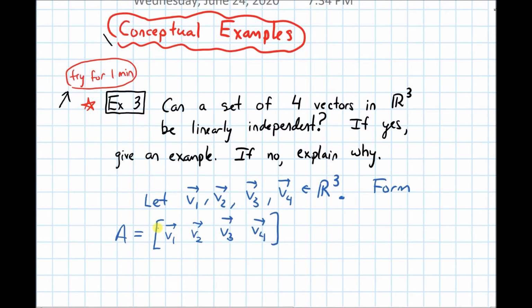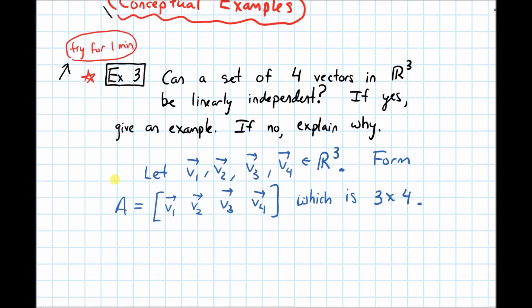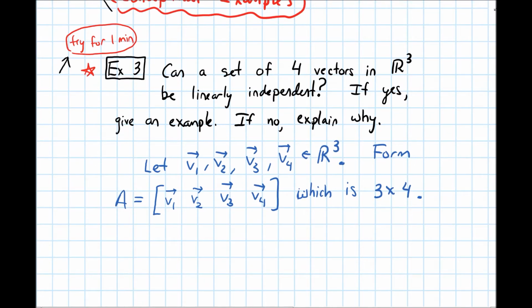Okay, so what's the size of A? How many rows does it have? How many columns does it have? Well, I definitely know it has 4 columns because there are 4 column vectors. And each of those column vectors is in R3, so they have 3 entries, which means there are 3 rows in this matrix. Okay, so how many pivots could this matrix have at most?